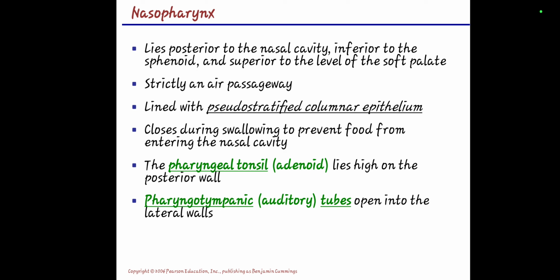The pharyngeal tonsil is an adenoid. It is in the midline, in the roof of the posterior wall of the nasopharynx. While the pharyngotympanic tube has a tubal tonsil, meaning it is just posterior to the pharyngeal opening of the auditory tube in the nasopharynx. Okay, so that is the difference between the pharyngeal tonsil and the pharyngotympanic or auditory tube.